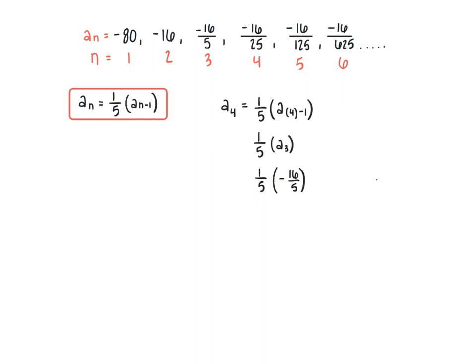And then remember that when multiplying a fraction, we multiply straight across the top, straight across the bottom. So my final answer is going to be a sub 4 is equal to -16 over 25. And if we check that against our given sequence, we see that the fourth term is -16 over 25. So my formula worked out perfectly.